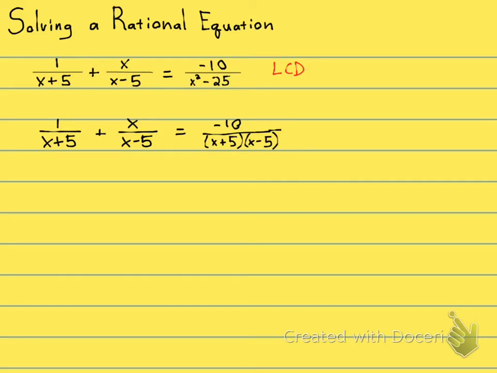Now, my LCD is going to contain everything that would make these things cancel out. So I know I'm going to have an x plus 5 in there. I know, because of that one, I'm going to have an x minus 5 in there. And now if I use this as it is, I can see that my x plus 5 would cancel out, my x minus 5 would cancel out, and guess what? Both of these would also cancel out. So this is my LCD. Let's go ahead and use it.